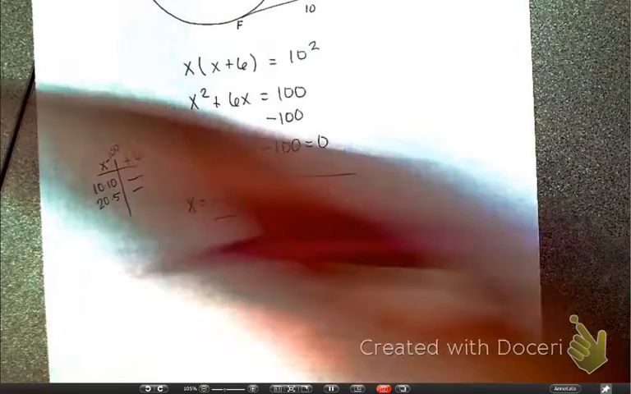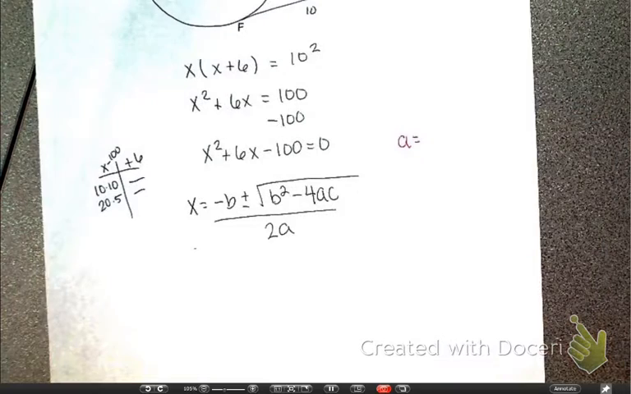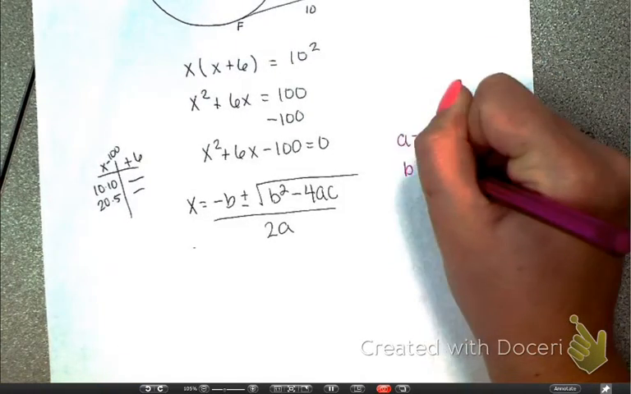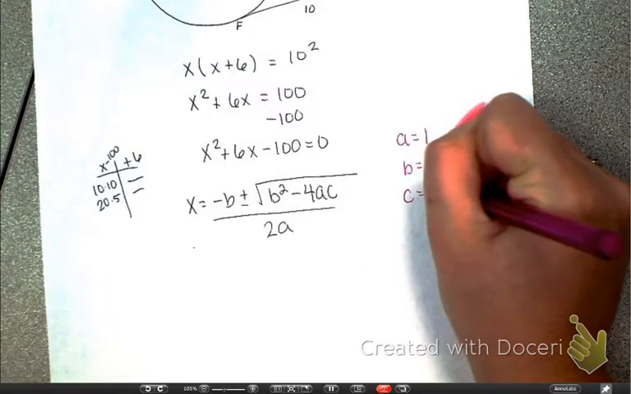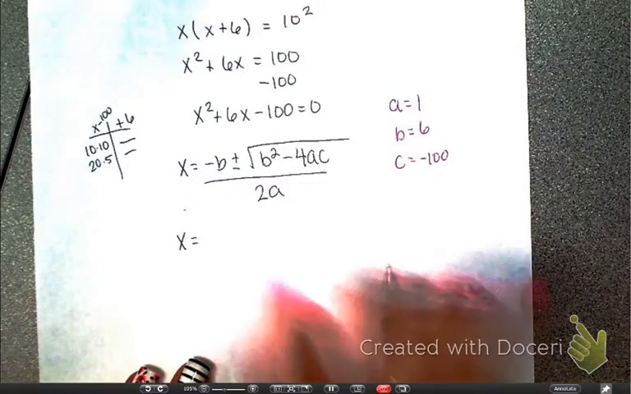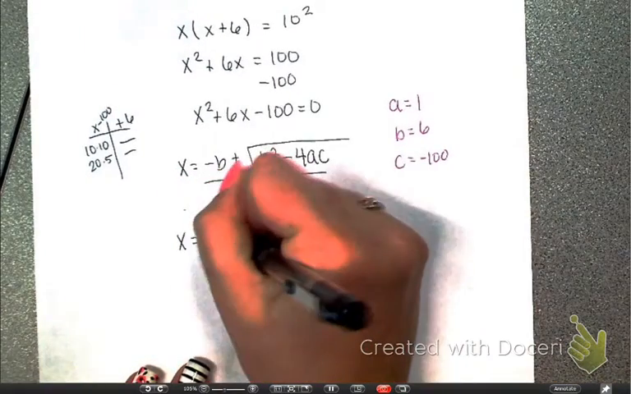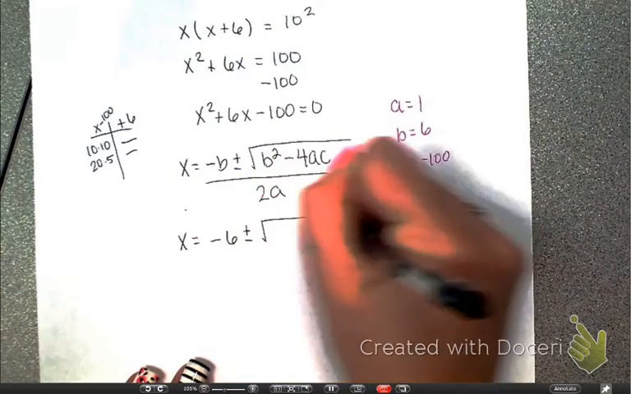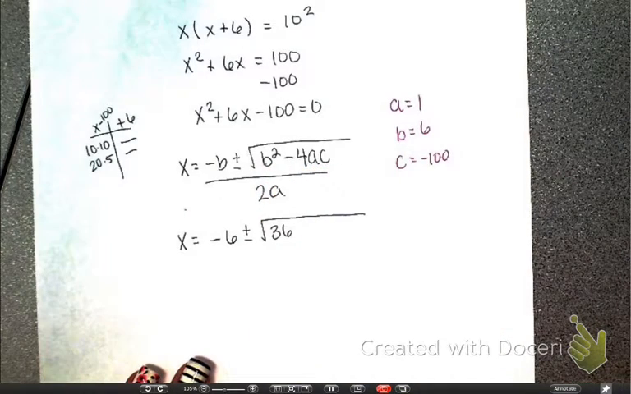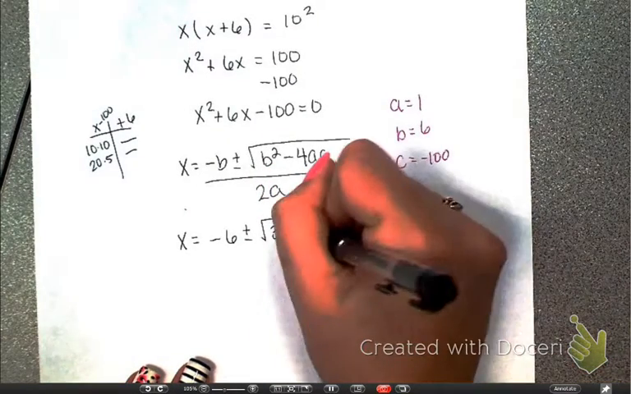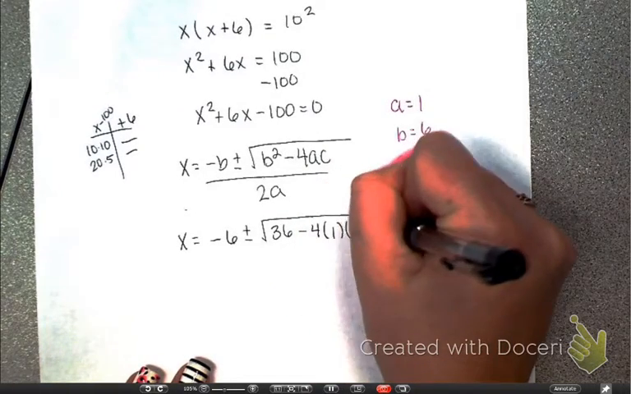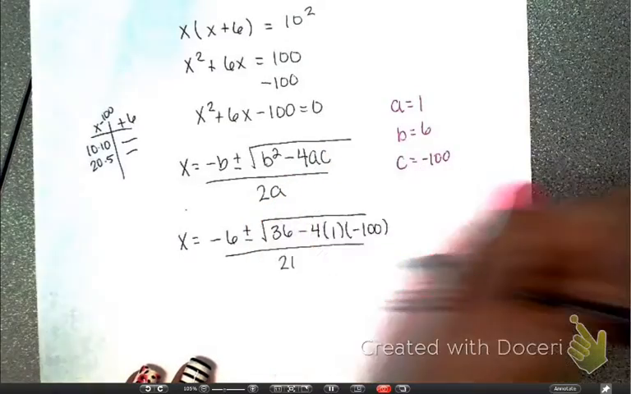So what is my a? What is a? 1. What is b? 6. And c is negative 100. Okay, so let's go through and plug this in. So x equals negative b, so that's negative 6, plus or minus the square root, b squared, so 6 squared is 36, minus 4 times a times c, plus 400, all over 2 times a.